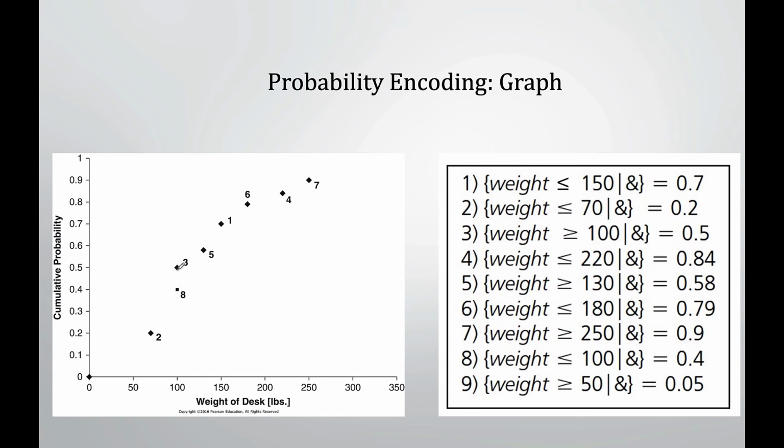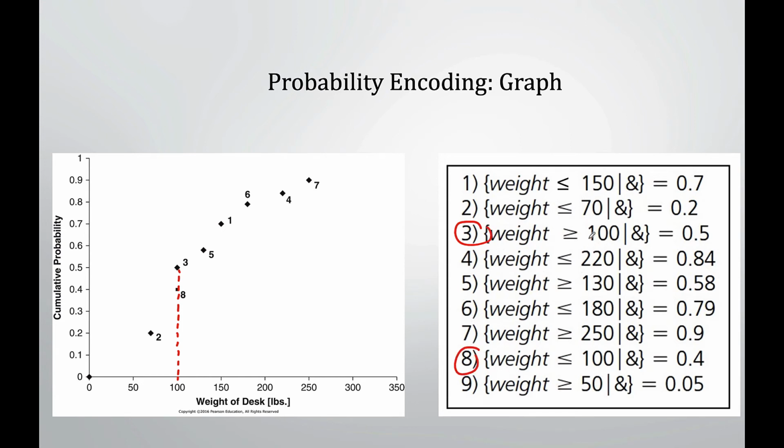So apparently, your belief number 3 and your belief number 8 contradict each other, okay? They both correspond to the weight being 100 pounds. But from your belief number 3, you believe that the weight of the desk is equal to or below 100 pounds with 0.5. But from your belief number 8, it is 0.4.